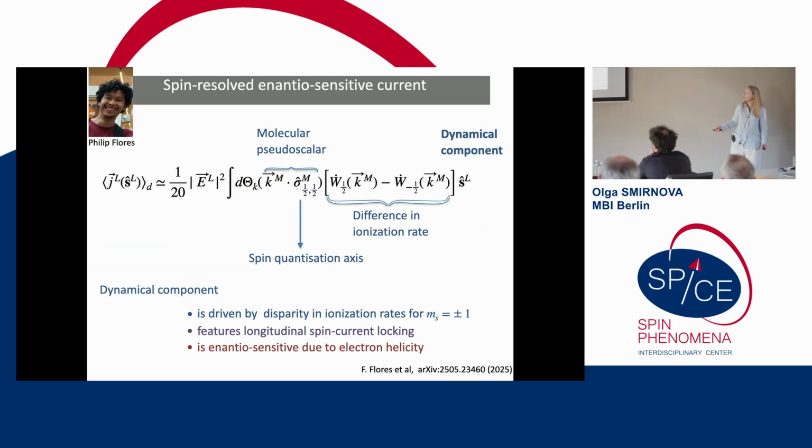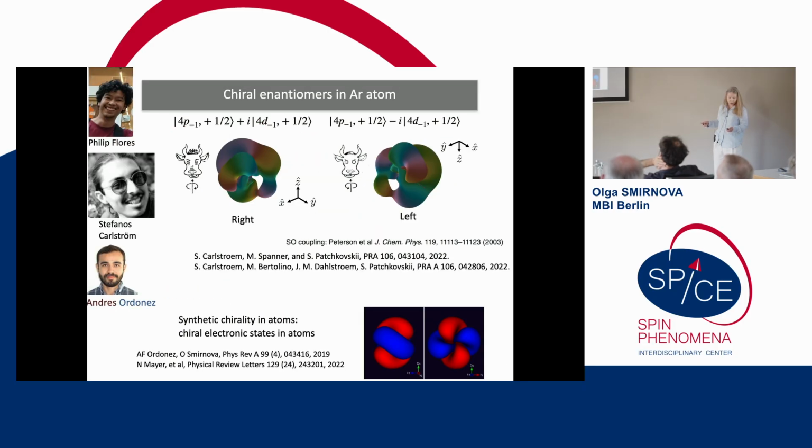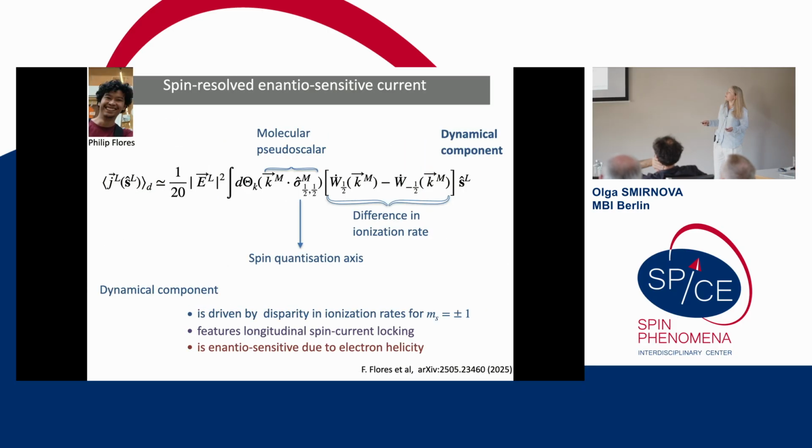So now I'm ready to say what is the physical reason for spin polarization, or coupling of chirality to spin, in this simple one-photon ionization process. Previous works would not give you this perspective, and what is now possible is to say what is the role of geometry and what is the role of the dynamics.